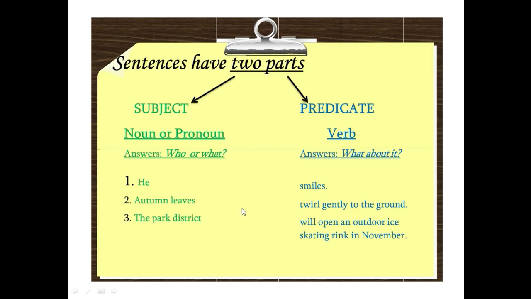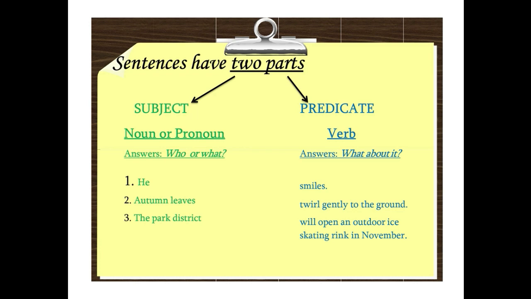Autumn leaves twirl gently to the ground. So what twirl gently to the ground? Autumn leaves. And twirl gently to the ground is, twirl means what? Twirl means when the leaves spin quickly and lightly round and then they fall to the ground. So it's an action. So autumn leaves is my subject and twirl gently to the ground is my predicate.